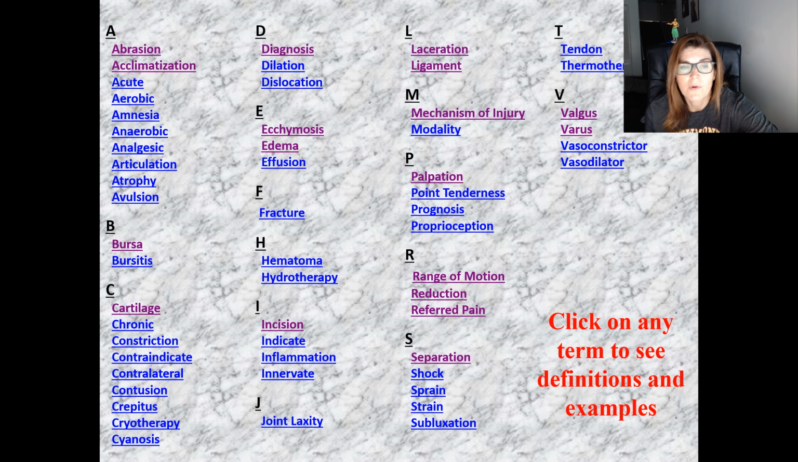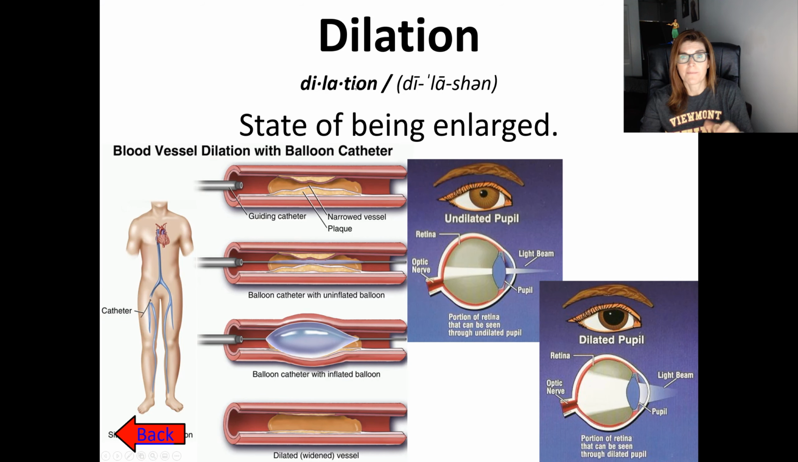We're going to get one more, honeys, and it is a D for dilation. Okay, so it's a state of being enlarged. I like this one because it's showing you, on the top left, the body and then the vessels.